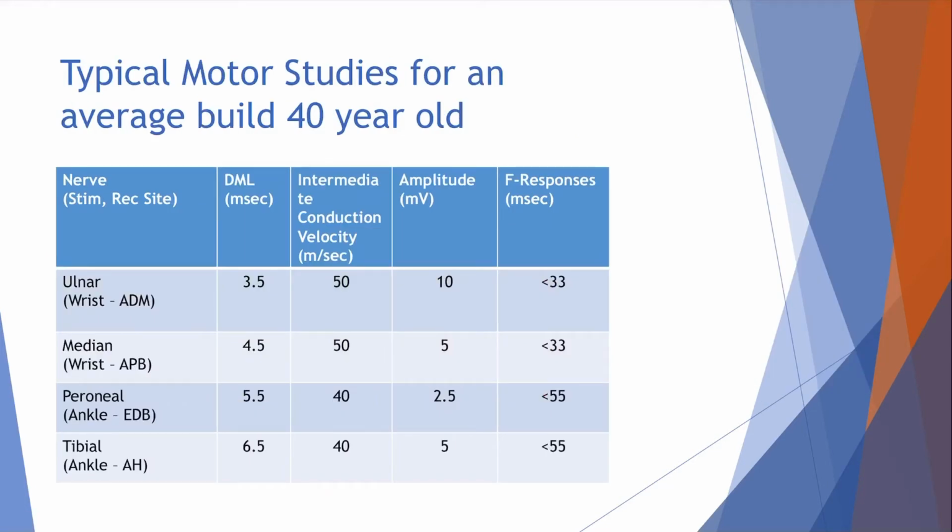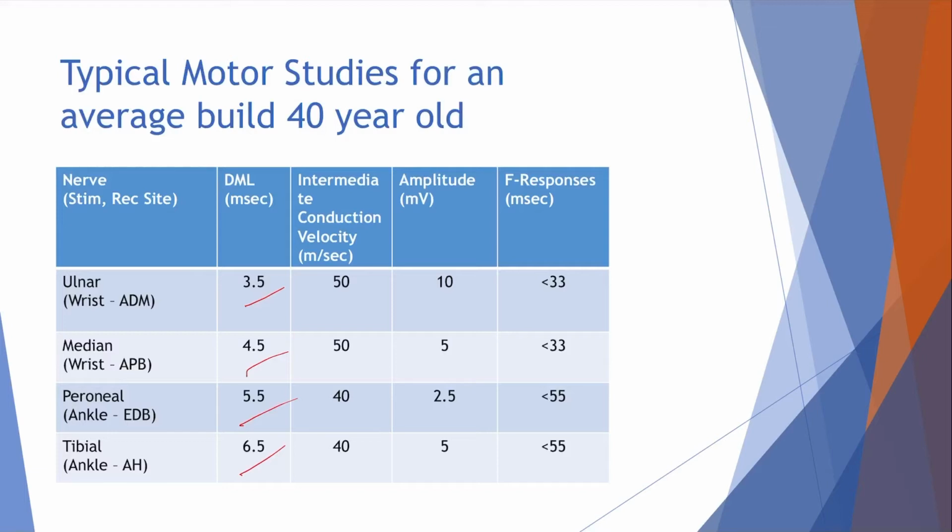Now the motor studies are a little bit more complex because there are a few more numbers to try and remember, but for the average build 40-year-old, the distal motor latency, so those are the most distal points of stimulation. So one stimulating over there, the signals traveling across the nerve, going across the neuromuscular junction, and then depolarizing the muscle membrane. So distal latencies for the ulna at the ADM about 3.5 milliseconds, 4.5 for the APB, 5.5 for the EDB, and 6.5 for the tibial AH, respectively.